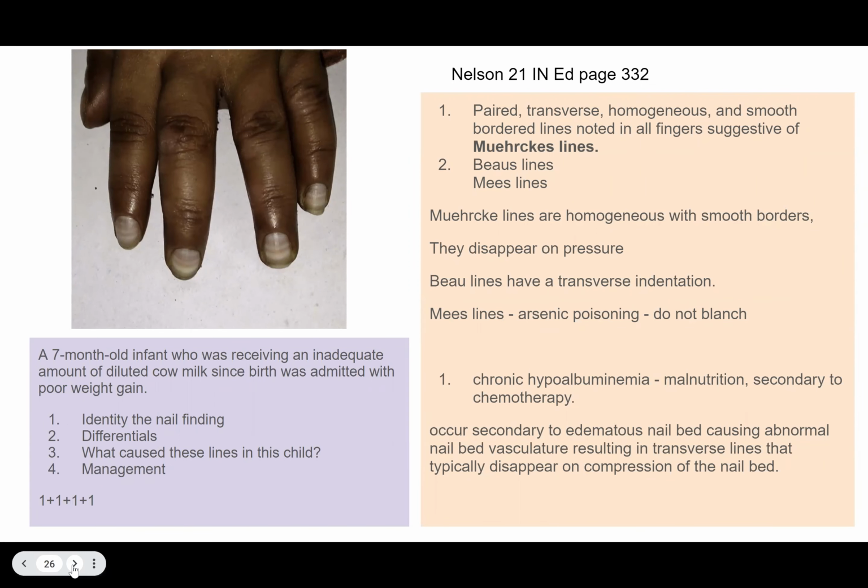Now here in this child is chronic hypoalbuminemia, malnutrition. Sometimes it can occur secondary to any cause of malnutrition or secondary to chemotherapy. So what happens is it occurs secondary to edematous nail bed, causing abnormal nail bed vasculature, resulting in transverse lines that typically disappear. So it is a vasculature issue. That is why on blanching it is disappearing.